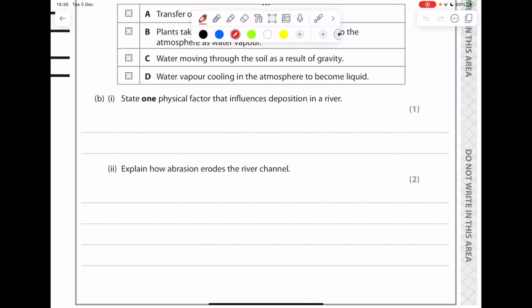Now we're going to look at some past paper questions. State one physical factor that influences deposition in a river. So remember, deposition is the laying down of material transported by a river. You have so many options here. You could talk about sediment size, river speed, gradient, the presence of any confluences, if there's a blockage or any kind of barrier, but they only want one factor, so I'm going to go with sediment size.